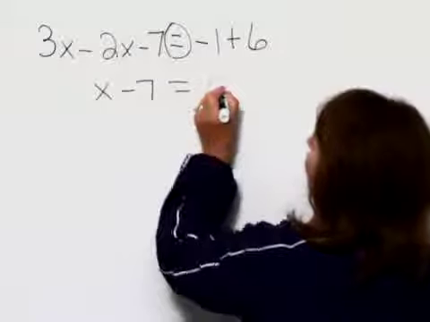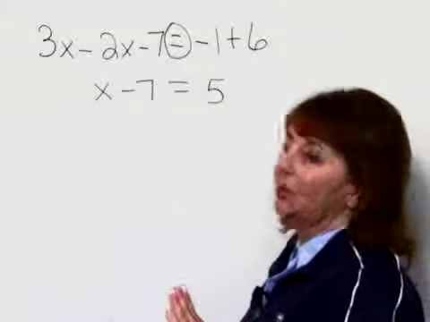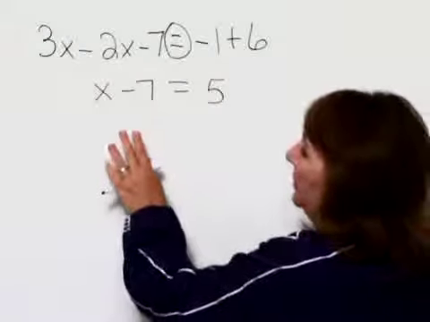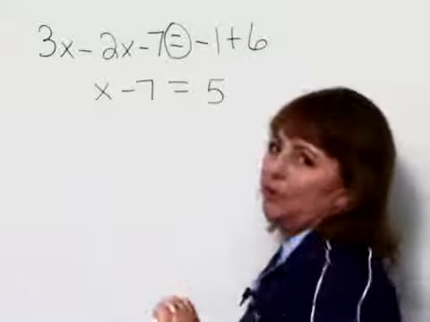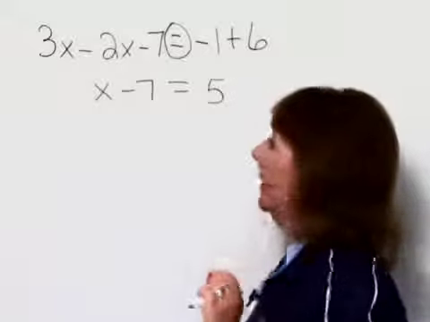Negative 1 plus 6 is 5. Now this is the equation we're going to solve. It's simplified on the left and on the right. Now our next step is to say to ourselves, what do we need to do to get x all by itself? What principle do we need to use to do that?